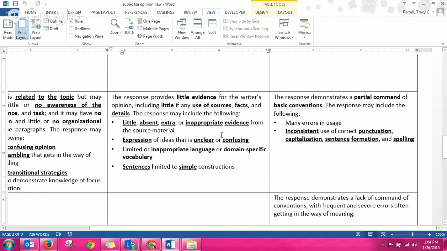Expression of ideas is unclear or confusing. Limited or inappropriate language or domain-specific vocabulary. And I already explained that. Using your own vocabulary instead of the vocabulary from the passages to explain stuff to the authors. You can have sentences that elaborate on the vocabulary after the sentences that actually use them. You don't have to, but they want to see that you know how to use the information from the article, and they want to be able to tell that you completely understood the article based on your writing. Then it says sentences limited to simple structures, and I already explained what that might sound like.